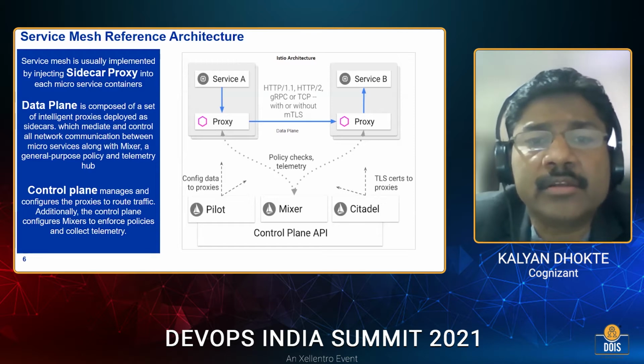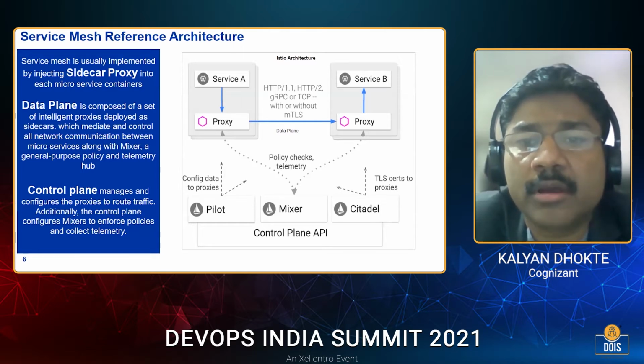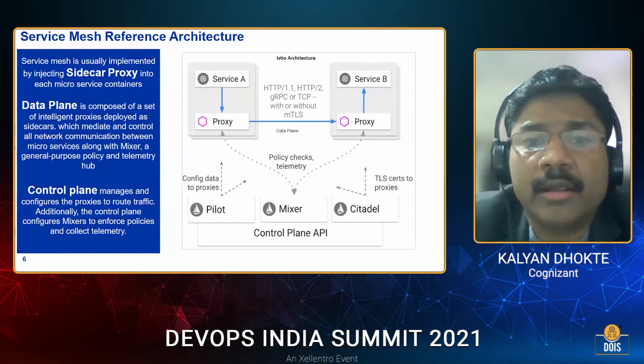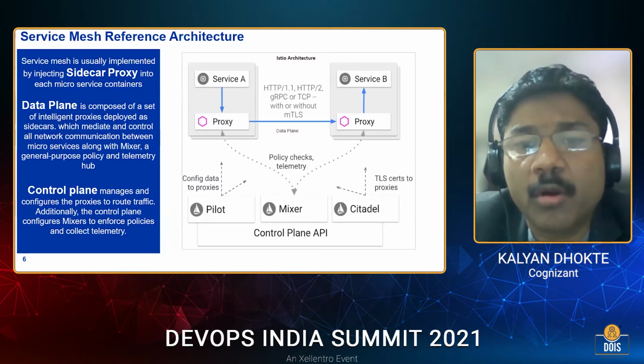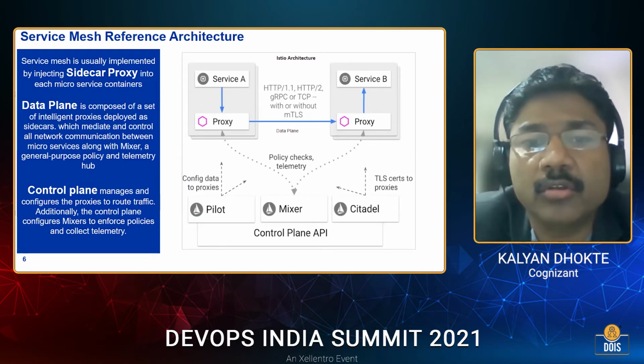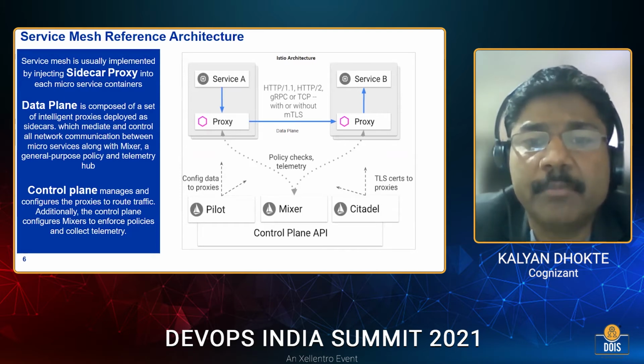Then there is a component called Pilot. It pushes all the configuration to the sidecar proxies and provides service discovery. It also provides traffic management capabilities with intelligent routing, and it provides service resiliency with different patterns like timeouts, retries, circuit breaker, all those things. Another very important component is Citadel, which deals with identity and security. It enables strong service to service and end user authentication and built-in identity and credential management.